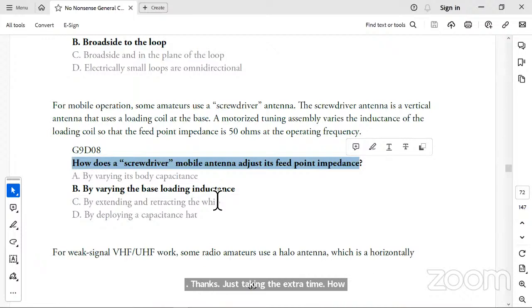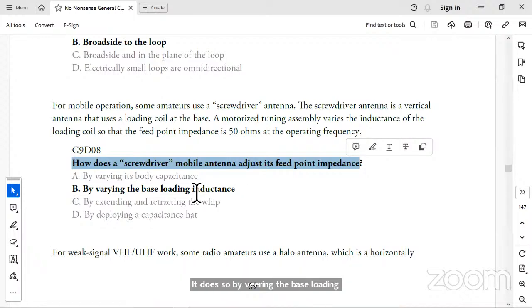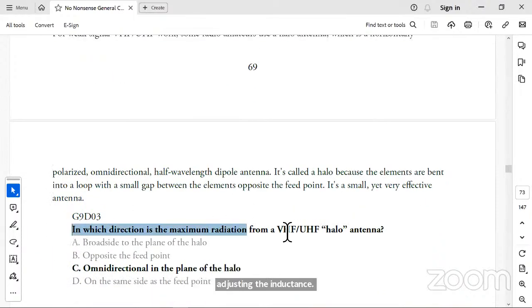How does a screwdriver mobile antenna adjust its feed point impedance? So remember we said you have a little motor there and it sends the coil up and down. It does so by varying the base loading inductance. It's a coil that's moving up and down and therefore you're adjusting the inductance. That L, right?